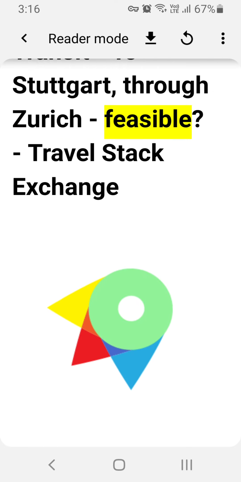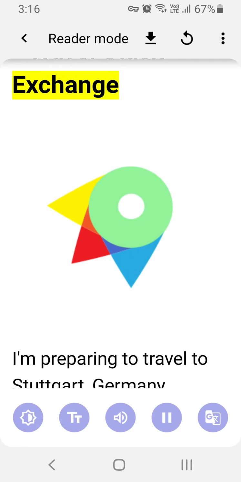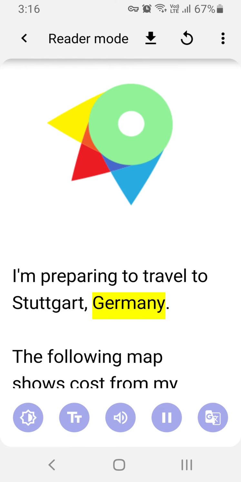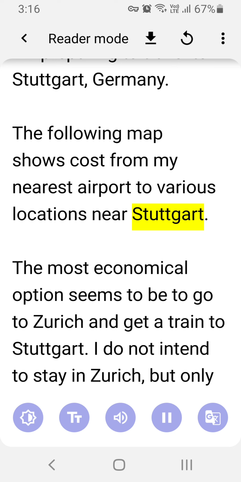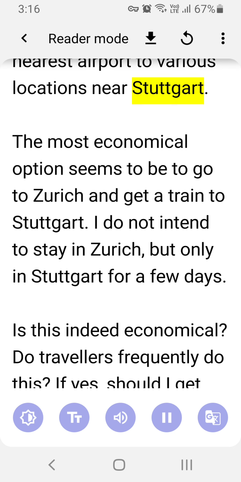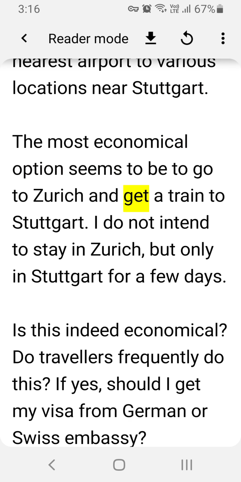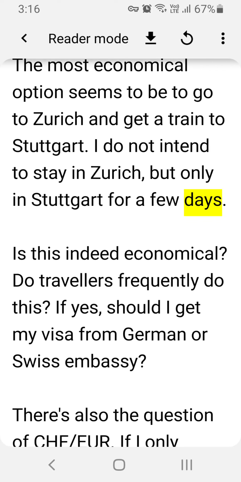Transit to Stuttgart through Zurich feasible? Travel Stack Exchange. I'm preparing to travel to Stuttgart, Germany. The following map shows cost from my nearest airport to various locations near Stuttgart. The most economical option seems to be to go to Zurich and get a train to Stuttgart. I do not intend to stay in Zurich, but only in Stuttgart for a few days.